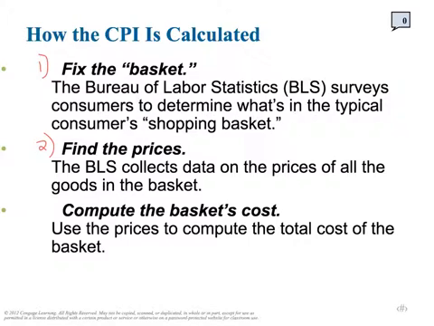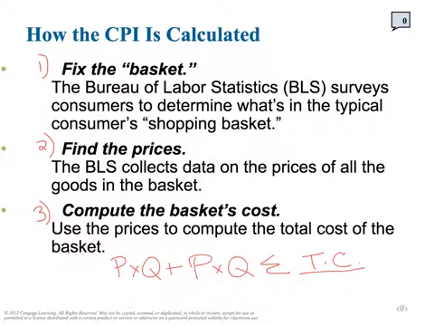The third part is to compute the basket's cost. And what we're going to do here is take the price times the quantity plus the price times the quantity for all of the goods that were given, and then we're going to sum those and get the basket's total cost for the particular years that we're looking at. Now, one of the things that's interesting about the Consumer Price Index is that we have to strip out the inflation from the total cost to really see how the price levels changed over time.